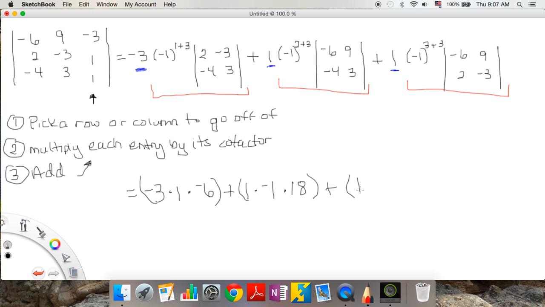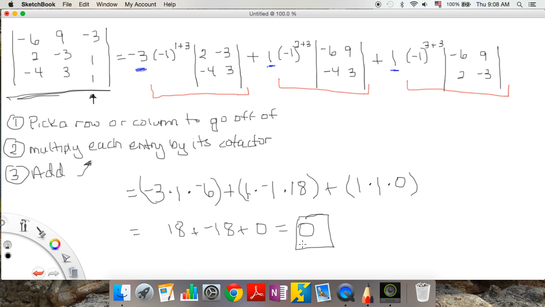And then here we've got our entry times -1 to the 6th power, so it's an even power, so it's just 1. And then we've got 18 minus 18 is 0. So we have 0. So here we've got negative times negative is positive, positive 18. And then plus negative 18 plus 0 equals 0. So the determinant of this matrix up here is 0.